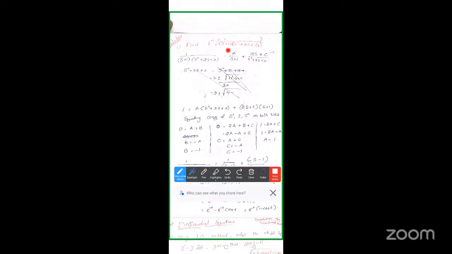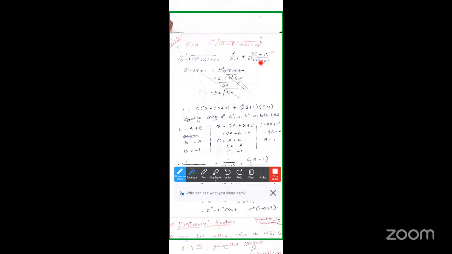So next, find L inverse of 1 by s plus 1 into s square plus 2s plus 2. Here also we can do partial fractions. So inside the bracket, 1 by s plus 1 into s square plus 2s plus 2 equals A by s plus 1. But the second term of the denominator is of degree 2, so Bs plus C by s square plus 2s plus 2. We cannot split it into factors, that's why we are taking the numerator Bs plus C.